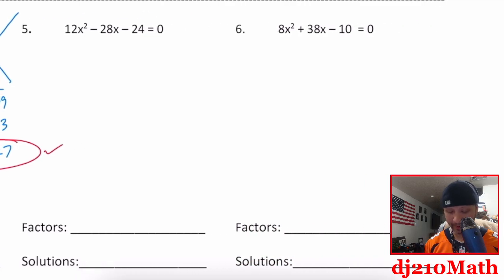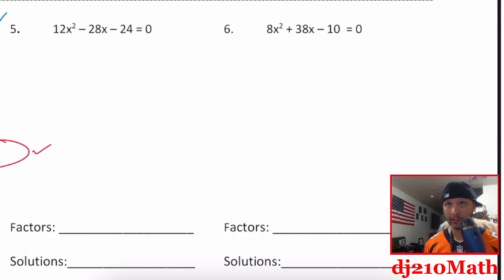Okay, number 5. All right, this one's nice because with the GCF, we can take something out. They're all even. Question is what? For sure a 2, but I don't want to have to do this multiple times. Like, will 4 work? 4 times 3 is 12. 4 times 7 is 28. 4 times 6 is 24. So yeah, I can take out a 4.